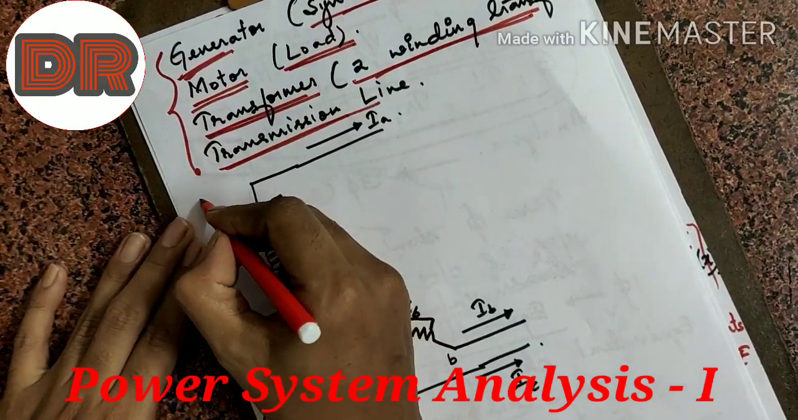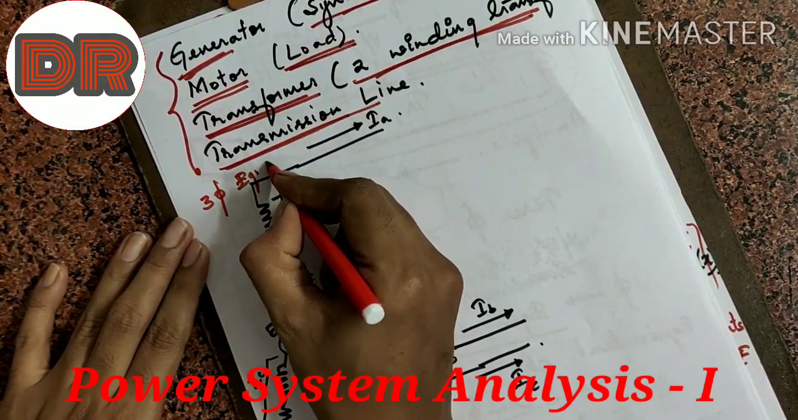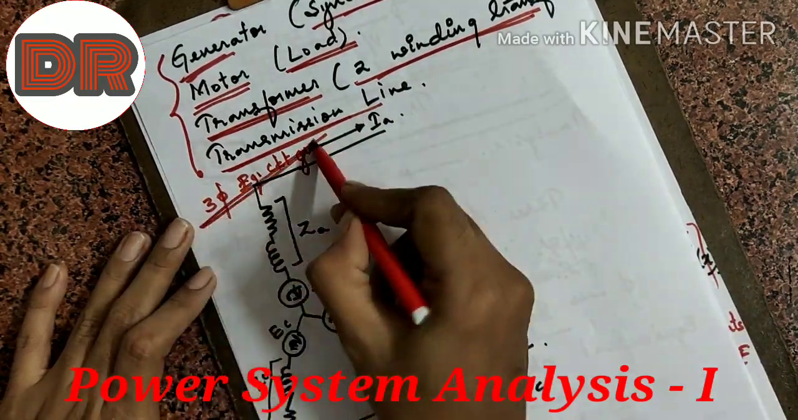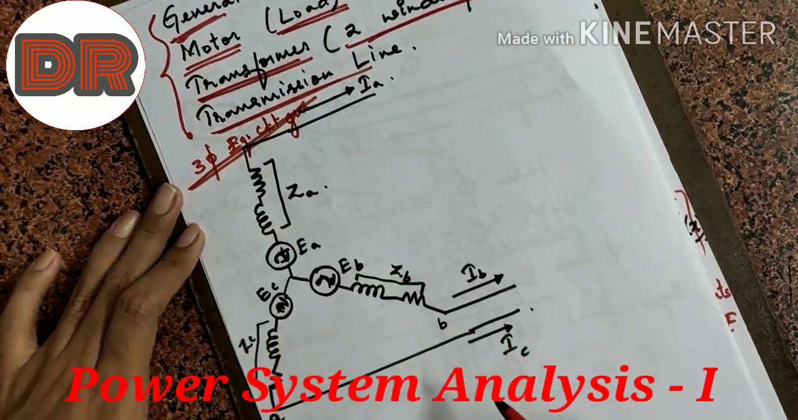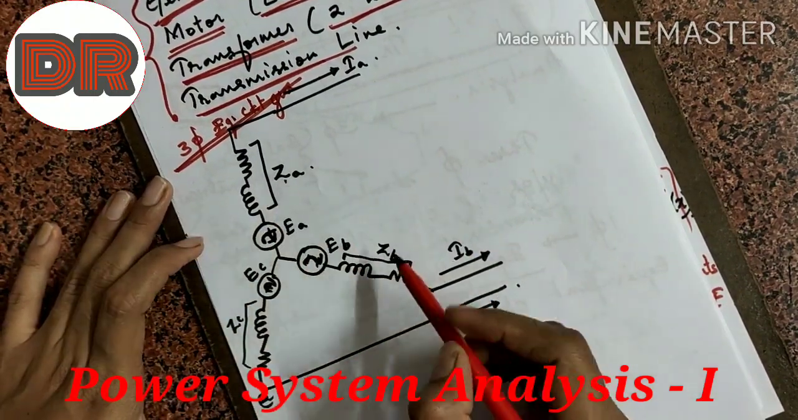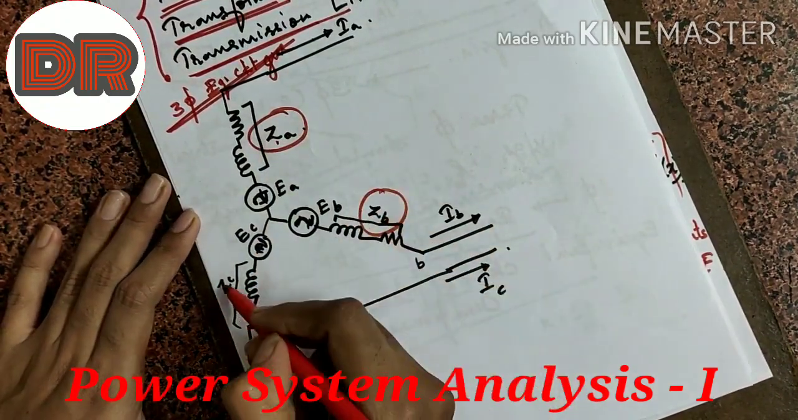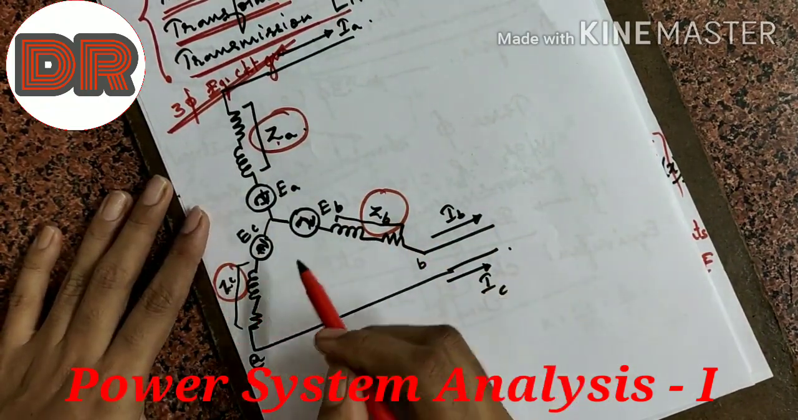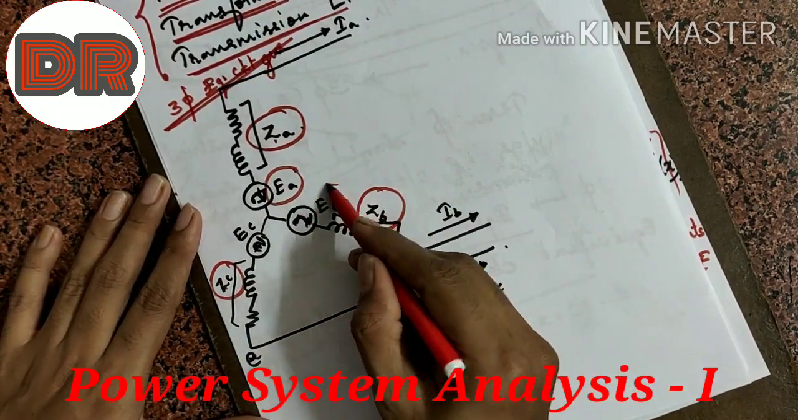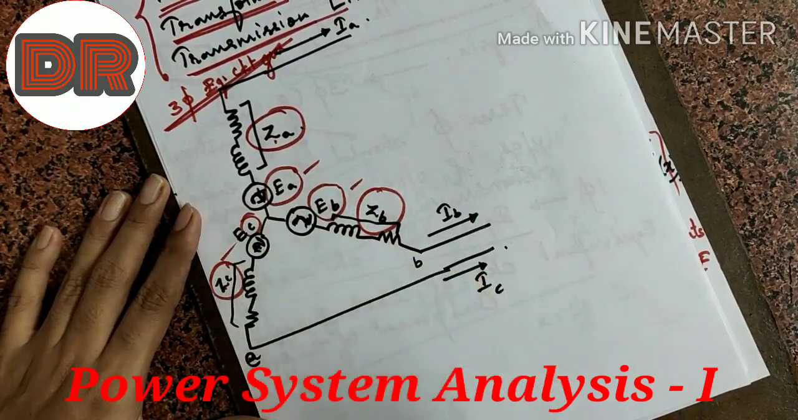The three-phase equivalent circuit of the generator can be written like this. We have three phases and three phase impedances: ZA, ZB and ZC. All these are phase impedances. And we also have the generated EMF, represented as EA, EB and EC, that is, the first, second and third phase.